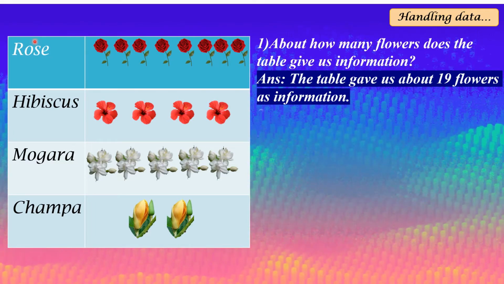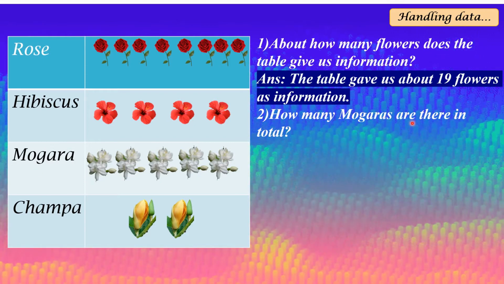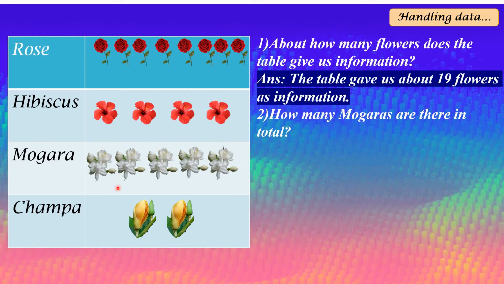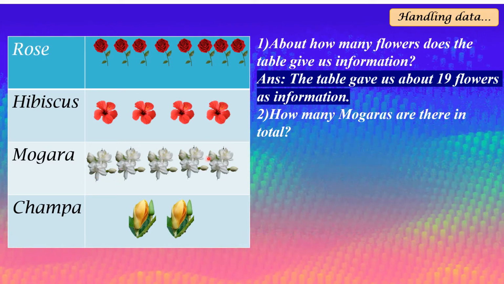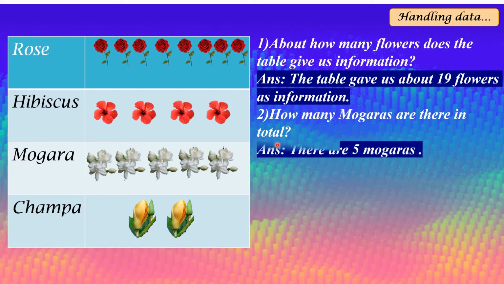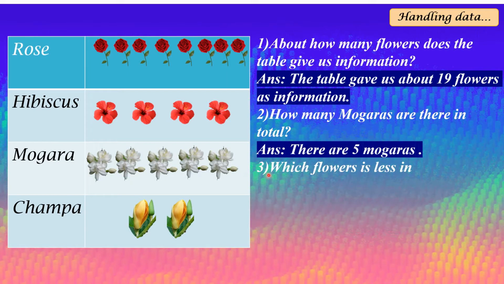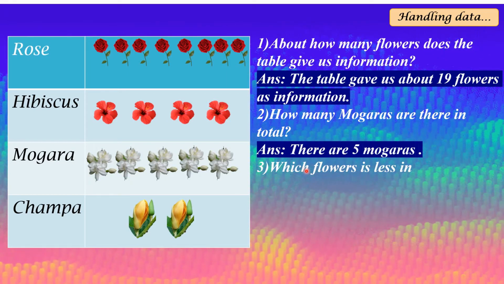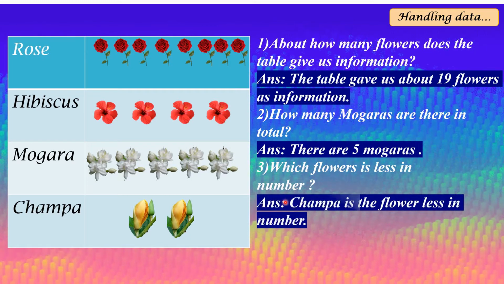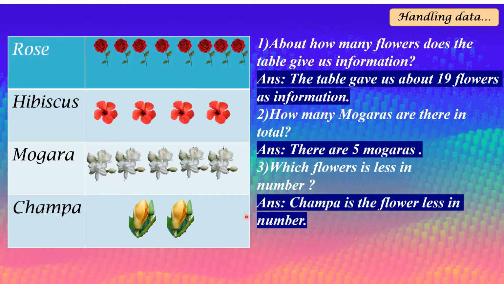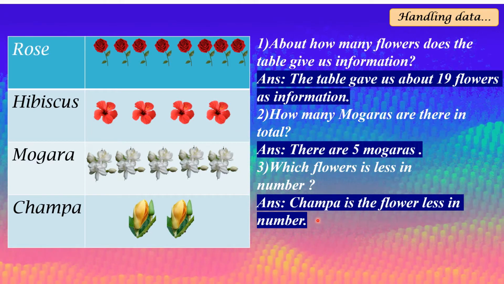Okay. Now the next question here. How many mogras are there in total? Yes, how many mogras are there? 1, 2, 3, 4, 5. So, there are 5 mogras. Third question now. Which flower is less in number? Which flower? Yes, the champa. Champa is the flower less in number.